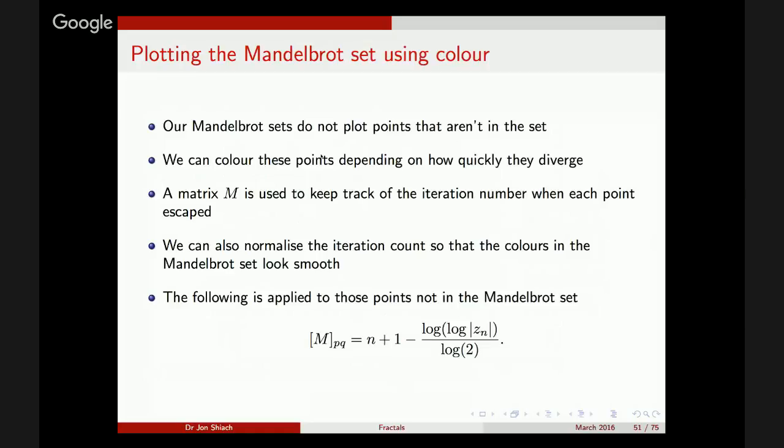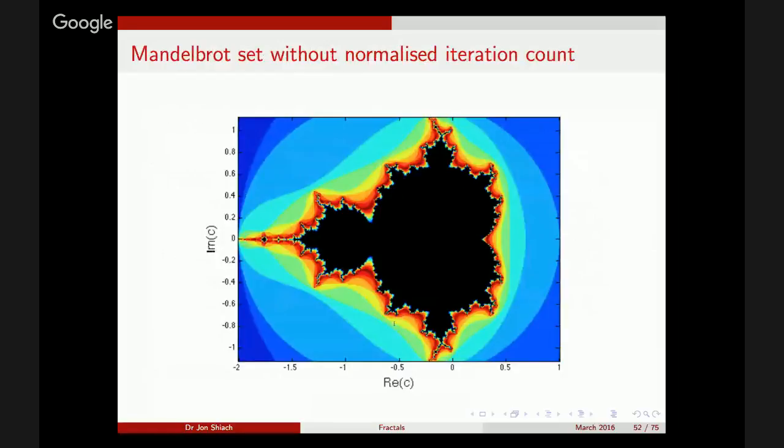So we use a matrix M to keep track of the iteration number when each point escaped. And we can also normalise this iteration count so the colours look smooth. This is not something that I ever ask you to apply. So there's the same Mandelbrot set with the points coloured depending on when they escaped. The blue ones escape pretty much straight away. As you get the greens and yellows and reds, they took longer to escape the Mandelbrot set. So then it makes nice pretty pictures.